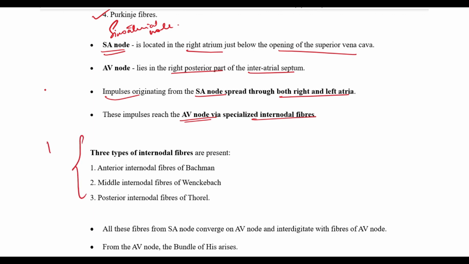This is a key point, but it may fetch you extra marks if you write it. So the 3 internodal fibers are the anterior fibers of Bachmann, the middle internodal fibers of Wenckebach, and the posterior internodal fibers of Thorel.